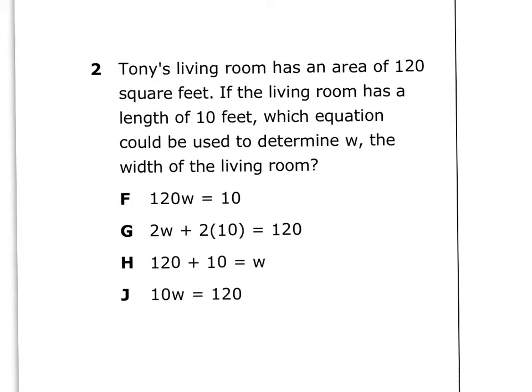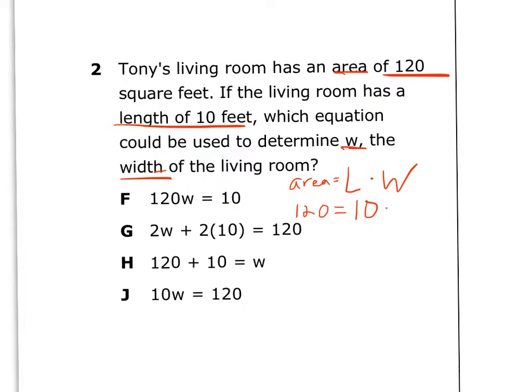Alright. If we look at 2. Tony's living room has an area of 120 square feet. The living room has a length of 10 feet. Which equation can be used to determine W, the width of the living room? Now, if we look at the board over here, what is the formula for area? Length times width. Okay, so area, and I'll even write it, area is equal to length times width. Now, do we know what our area is? Yep, it says 120 up here, so instead of area, I'll put 120. Do we know what the length is? 10, it tells us right here. And then do we know what the width is? What do they give us? They give us W for the width.